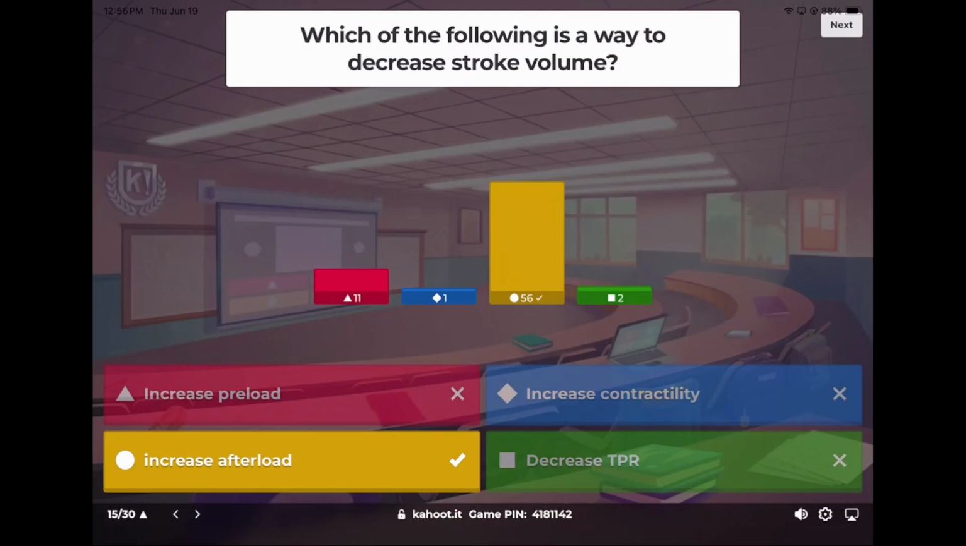Decreases as well. So start remembering these properties with afterload, preload, and contractility with regards to their effects on stroke volume. Afterload is the only one that's opposite. Preload and contractility are proportional. You increase preload, you increase stroke volume. Increase contractility, increase stroke volume. Only afterload is the one that's opposite.